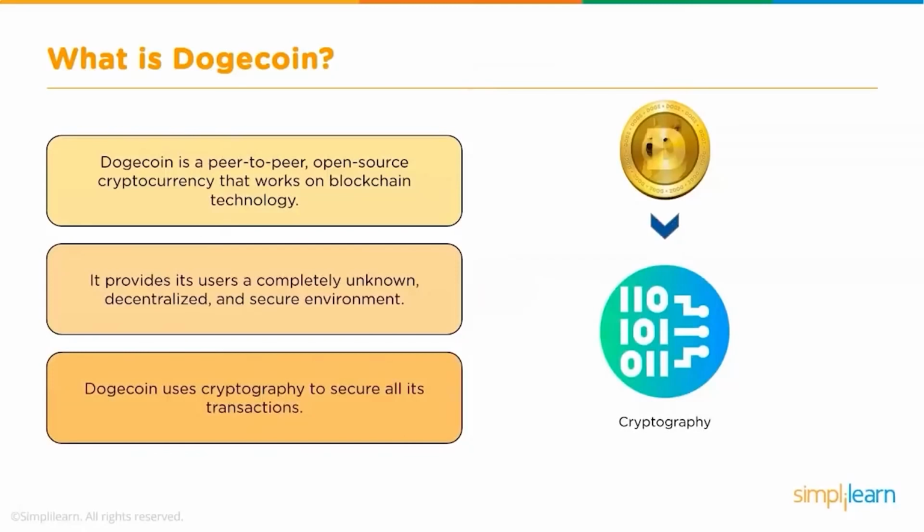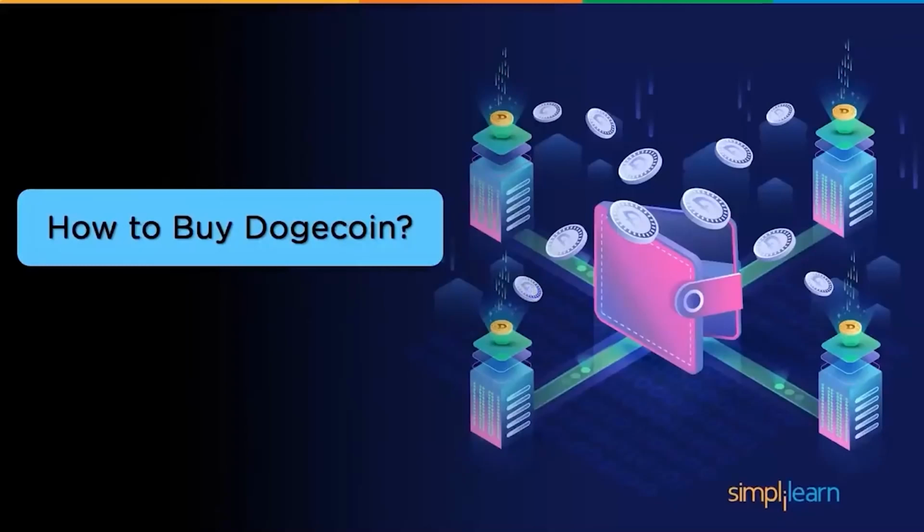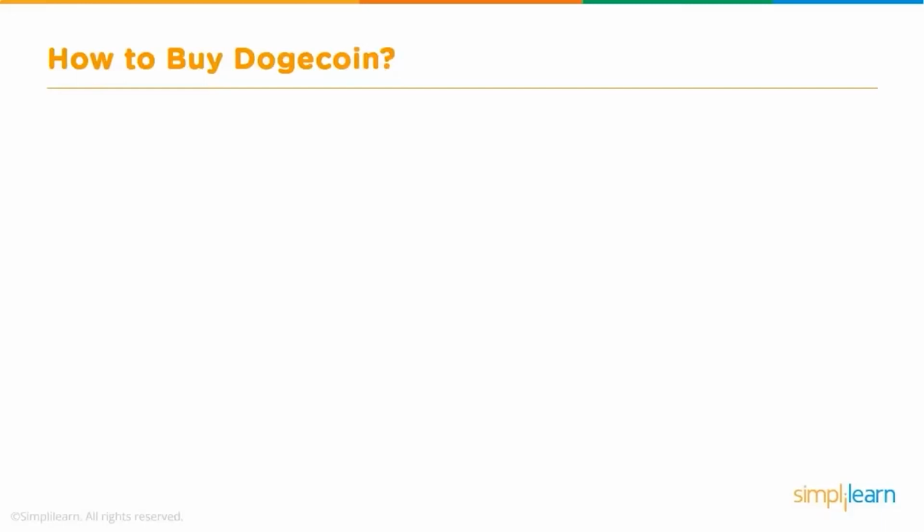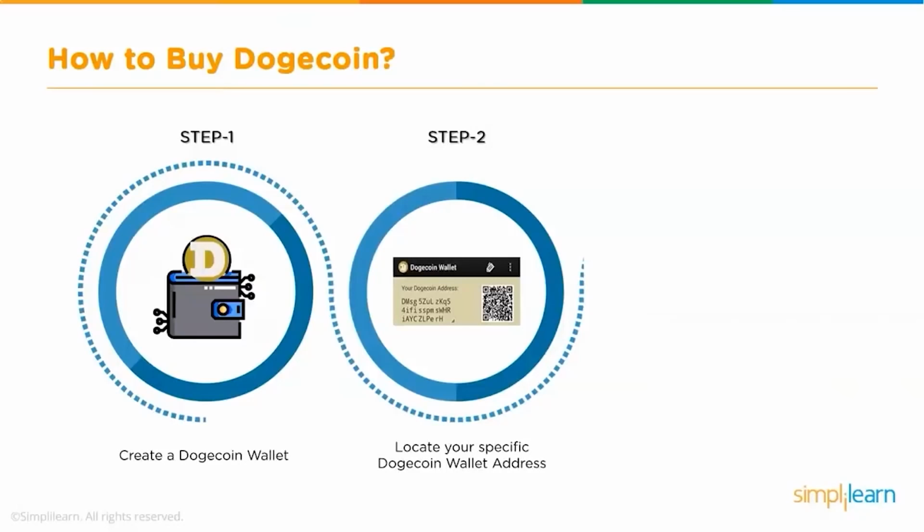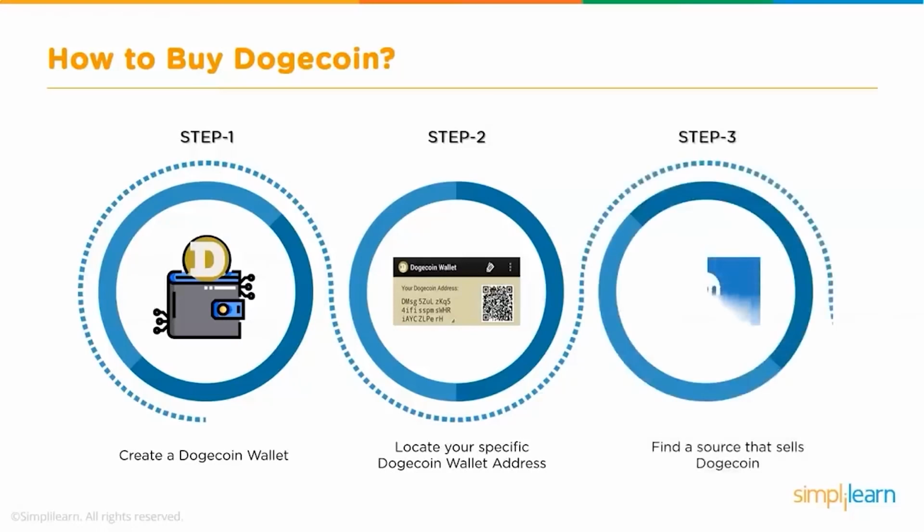Now let's proceed further and have a look at the process of how to buy Dogecoin. You can buy Dogecoin by following these steps. Step 1. Create a Dogecoin wallet. Step 2. Locate your specific Dogecoin address, which is a long array of characters that starts with a capital D followed by any other capital character or any number. And step 3. Find a source that sells Dogecoin. And voila, buy Dogecoins. So that brings us to what is a Dogecoin wallet. A Dogecoin wallet is something where you can store, receive, or send Dogecoins.